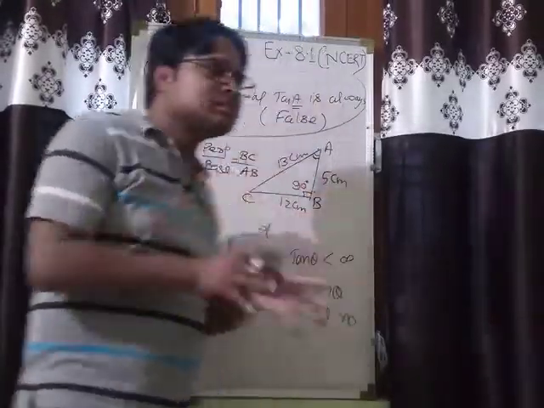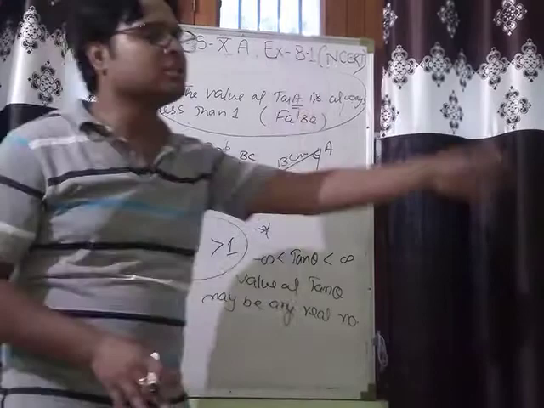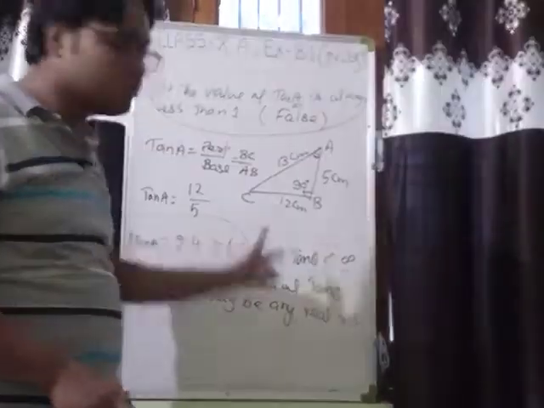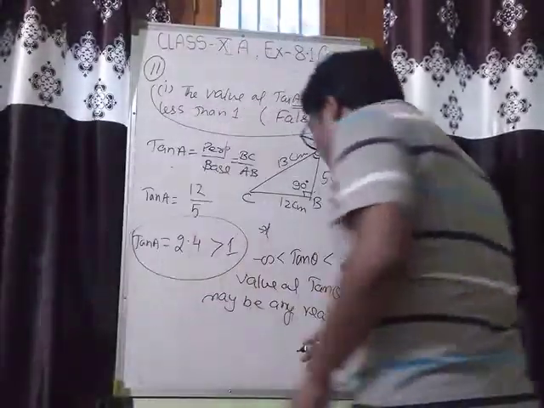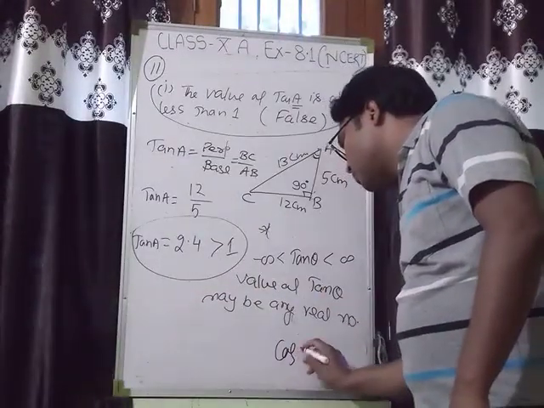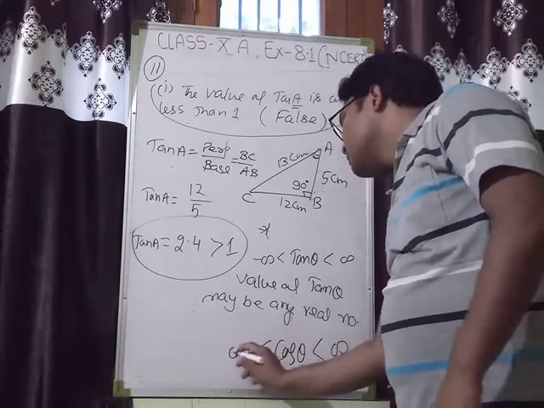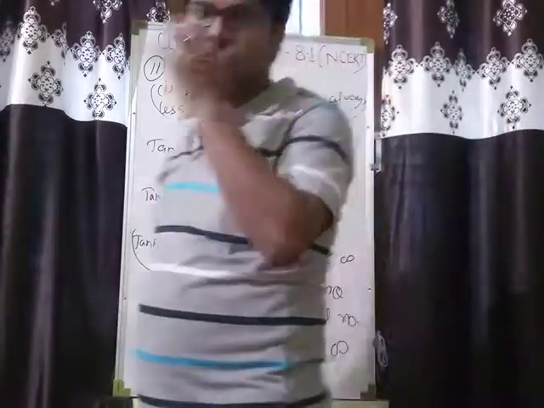Okay, means the value of tan is from -infinity to +infinity, means it can be any real number. That is very important for you, note down this. Also the value of cot theta may be any real value.